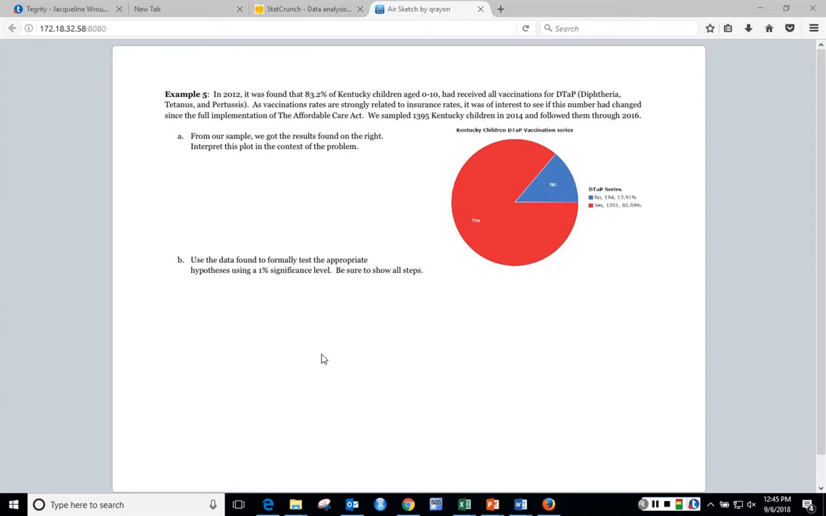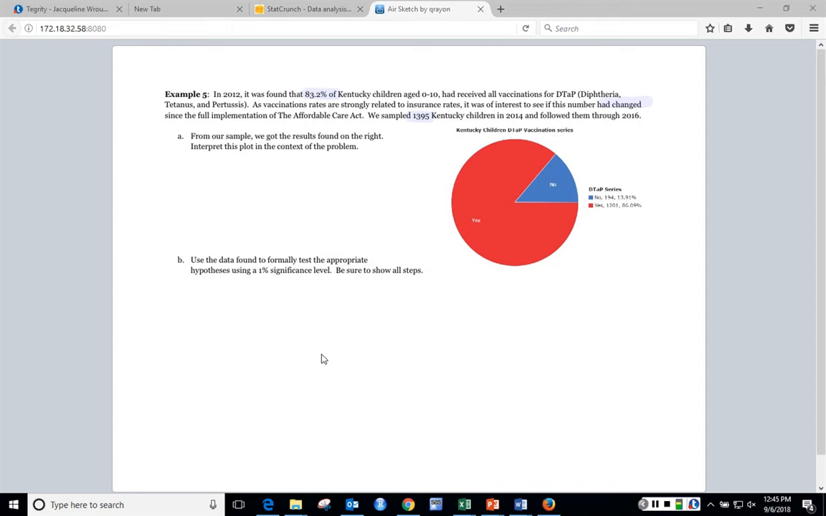Alright, so for this example, we're looking at in 2012, it was found that 83.2% of Kentucky children aged 0 to 10 had received all the vaccinations for the DTaP. Vaccination rates are strongly related to insurance rates, so we wanted to see if this number had changed since the full implementation of the Affordable Care Act. So we sampled 1,395 Kentucky children in 2014 and followed them through 2016.